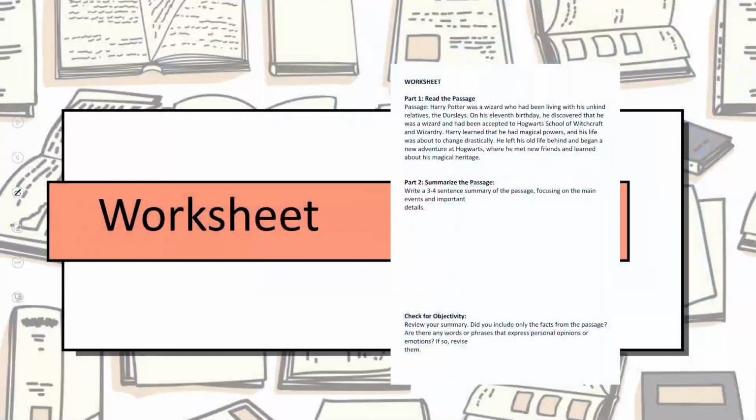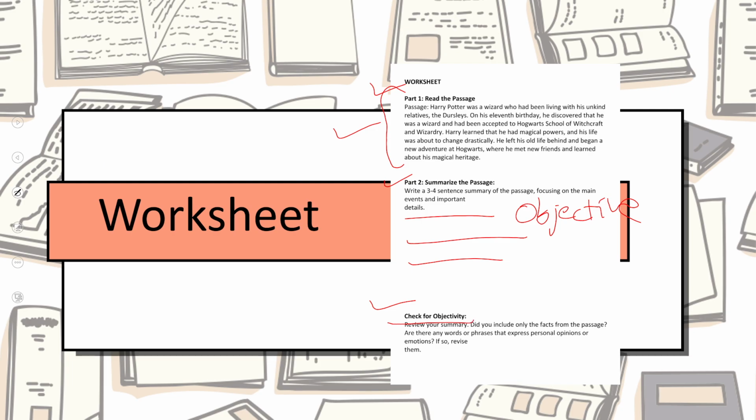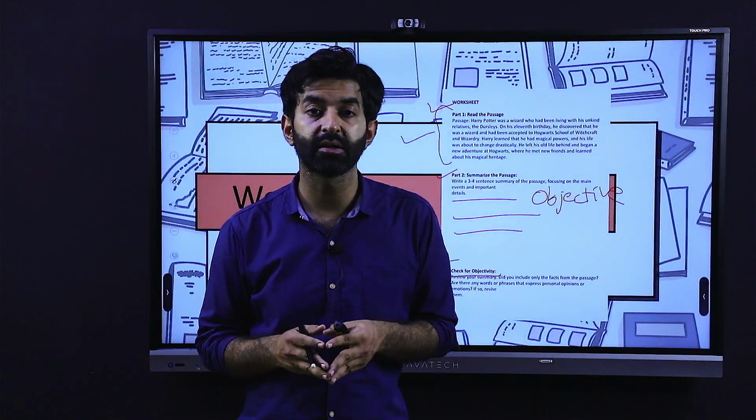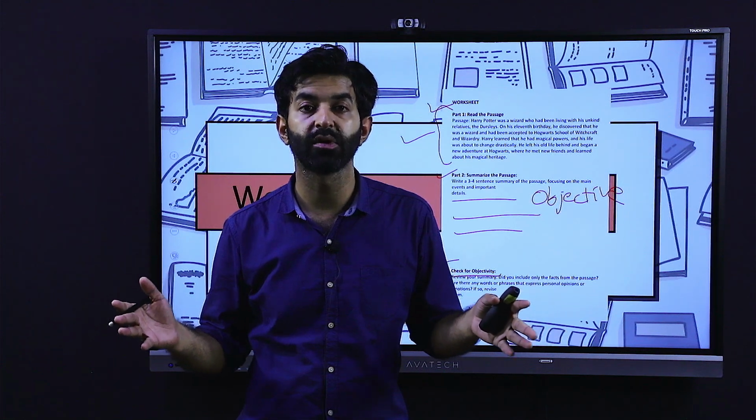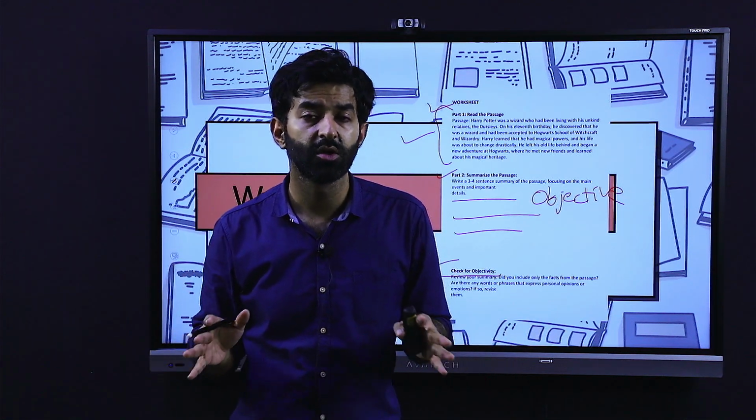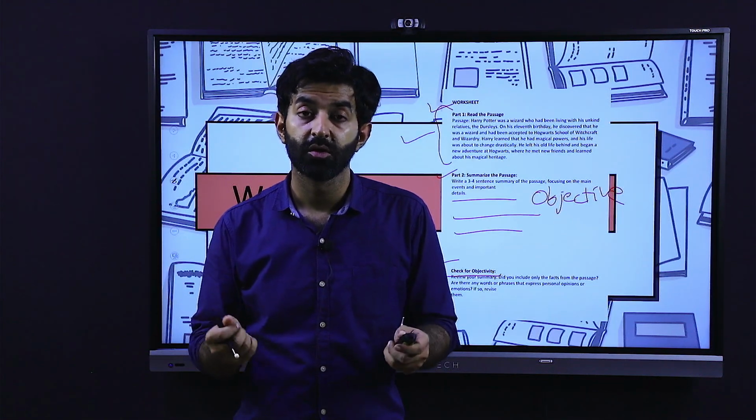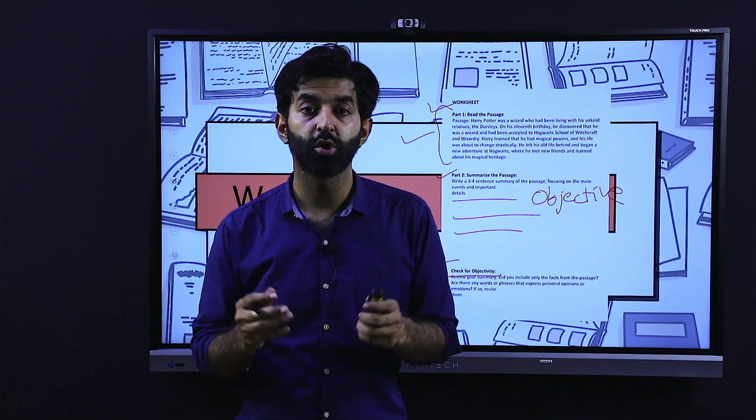Now, students, here goes your worksheet where you have to read this passage given over here from Harry Potter and then summarize the passage in very few lines, very few sentences, and try to make it objective. Now, after writing the summary, you have to check for objectivity. You have to review your summary, look for any opinion, any unnecessary sentence that does not give you any purpose in the summary. By following all these things, you can create a successful summary. Now, you are going to solve this worksheet, put your knowledge into practice, and that's all about today's lecture, students.